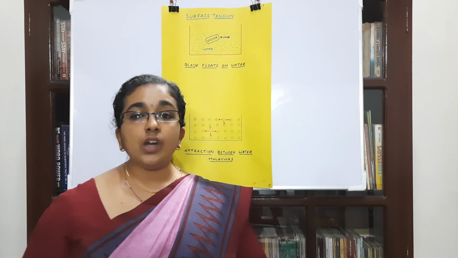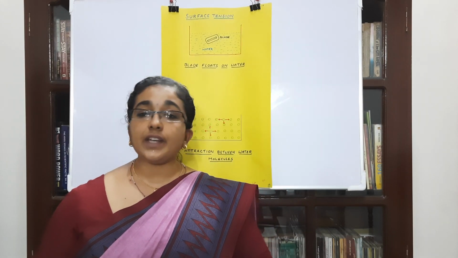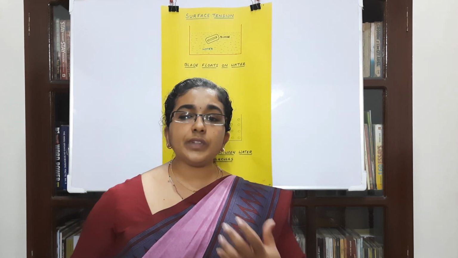In order to remove dirt from the fabric, water should move easily through the fine threads of the fabric. It is only possible by decreasing the attractive forces between water molecules. This can be done by decreasing the surface tension of water. So soap can decrease the surface tension of water.